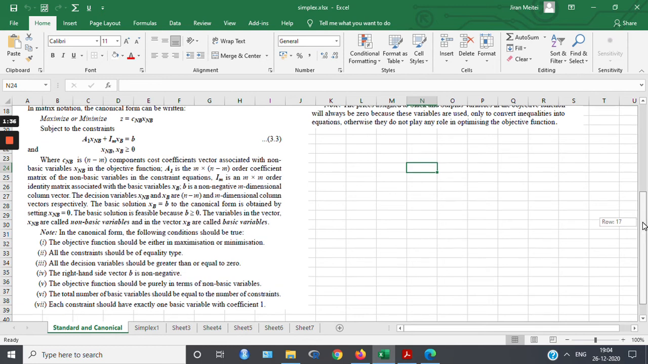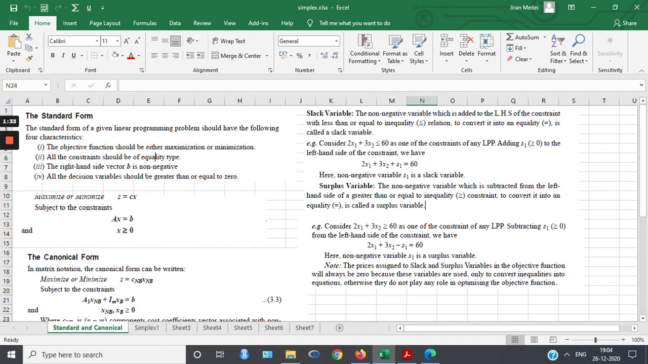Now let's go to the slack variable. A slack variable is a variable that we introduce in a constraint of less than or equal type to convert it into an equality. A non-negative variable s1, which we introduce in this type of constraint to convert the less than into an equality, we call a slack variable. So any non-negative variable which is added to the left hand side of the constraint to convert a less than or equal into an equality is called a slack variable. Similarly, a surplus variable is a non-negative variable which is subtracted from the left hand side of the constraint to convert a greater than or equal into an equality.